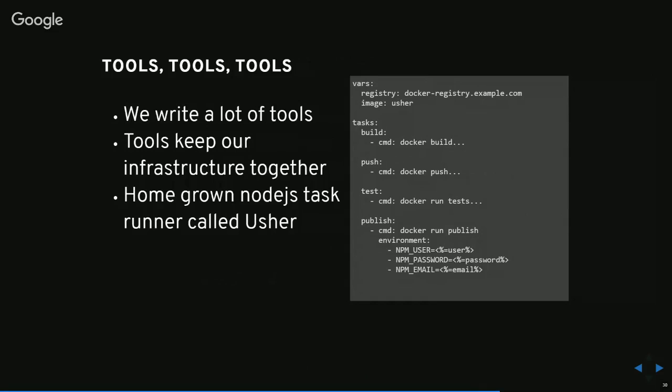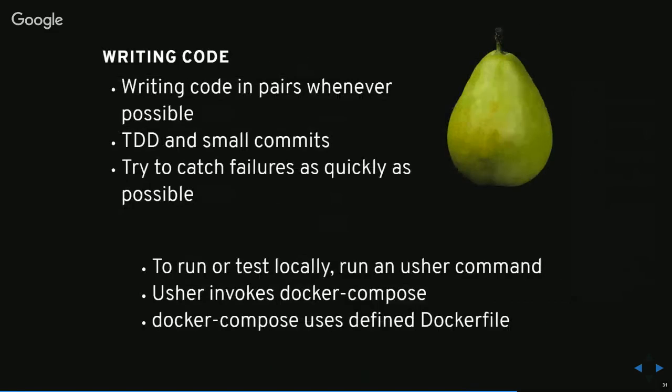Okay, so writing code. I hope we all work in pairs as often as possible, which then encourages TDD and small commits, which in turn gets us closer to the dream of continuous delivery and helps us catch failures much quicker. And then when we want to run our applications locally, we would use Usher to run a local development command, for example, Usher run dev. Some of you might have come across that already.